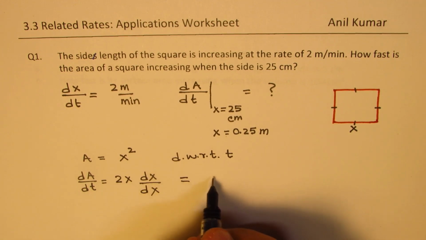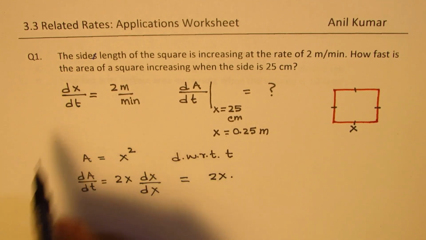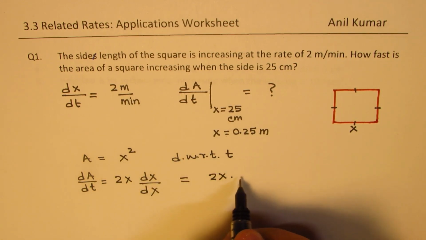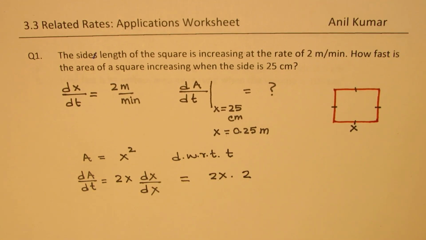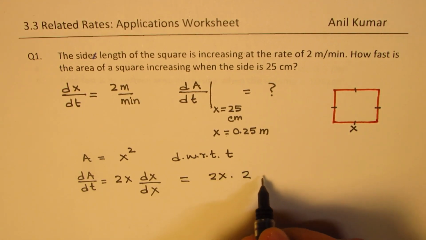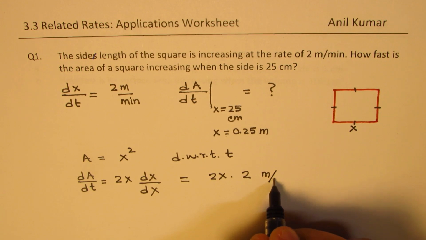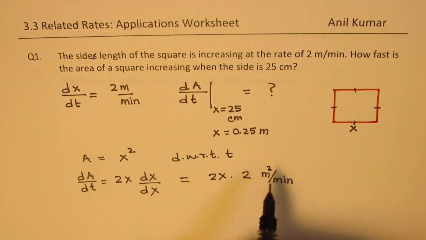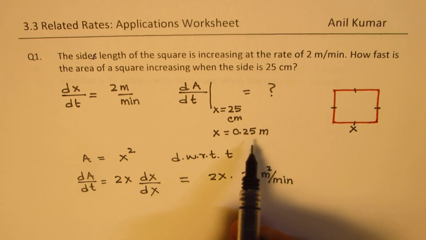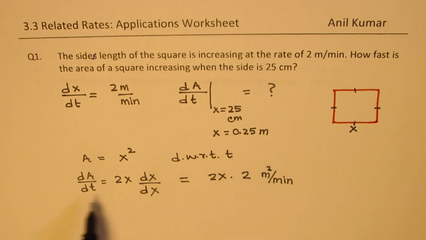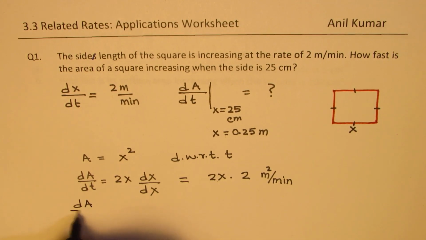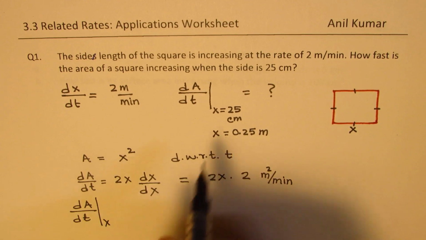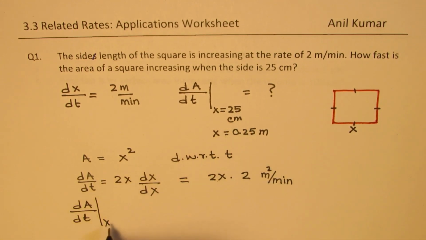So we could now write this as 2x times dx/dt, which is given to us. The units are meters per minute. So 2x, we can write 2 here for the time being. No harm in writing the units also as we move along. But x will also be in meters, so I will write meter squared here, assuming that we will be using x in meters, which we will definitely be using, correct? Now the question was to find this rate of increase with respect to time when x is 25 centimeters, which we know is equivalent to 0.25 meters, correct?